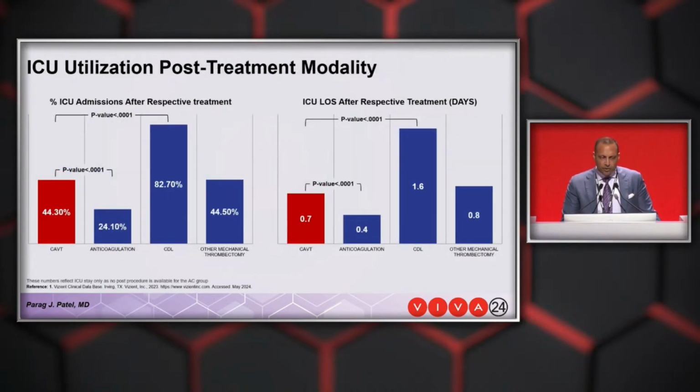As you might imagine, ICU utilization rates are going to be different as well, the CDL group having the highest rate of utilization of ICU admission and length of stay. The CAVT group, while some ICU admission was utilized, as these were sicker patients, this was comparable to the mechanical thrombectomy and significantly lower than that of CDL, as was the length of stay. It is important to note that the anticoagulation cohort had less ICU length of stay and admission comparatively.